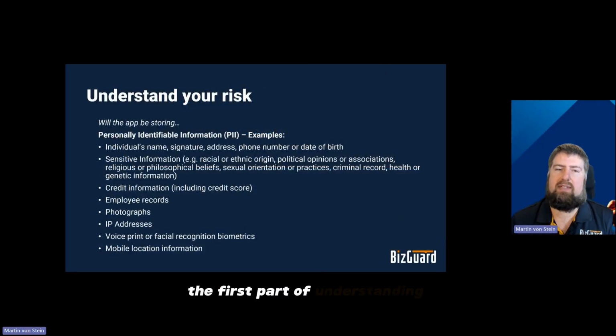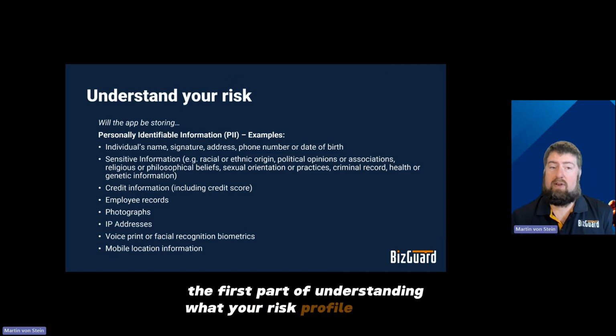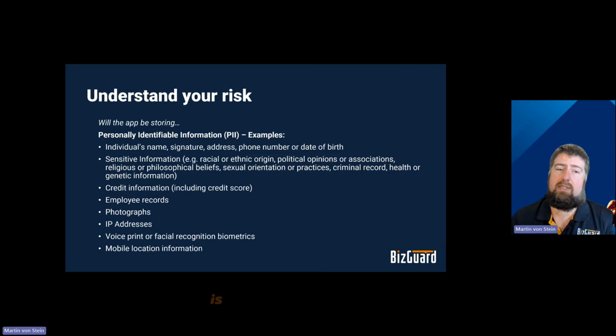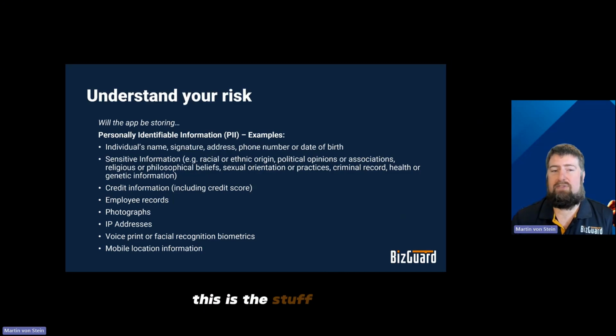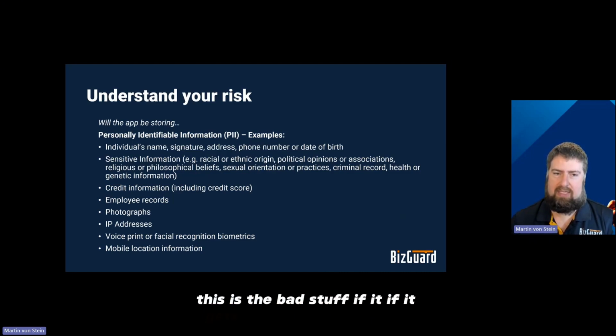The first part of understanding what your risk profile looks like is personally identifiable information, or PII. This is the stuff that gets you into the most trouble if you get hacked and it gets leaked out into the wild, right? This is what got Optus into trouble, what got Medibank onto the front page. This is the bad stuff if it gets out into the wild, right?